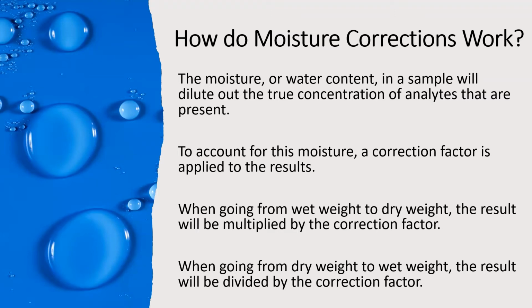In order to correct for this and keep results consistent and accurate, a correction factor is applied to the results that will measure the concentration of analytes when there's no water present. In order to take a result from its wet weight value to a dry weight result, the original value obtained is multiplied by the correction factor. Conversely, if you're going from a dry weight to a wet weight, the results are divided by that same correction factor. Therefore, wet weight to dry weight corrections will increase the final result, while dry weight to wet weight calculations will decrease the final result.